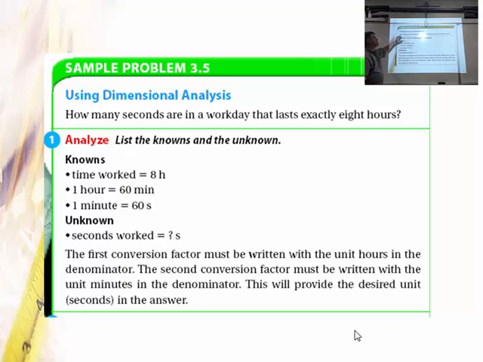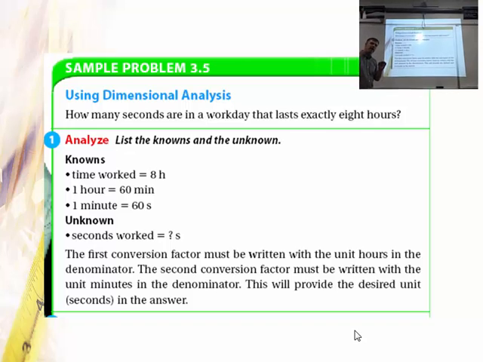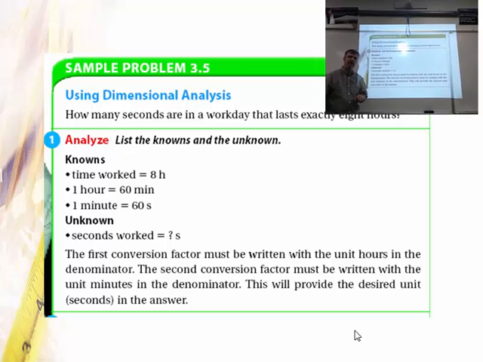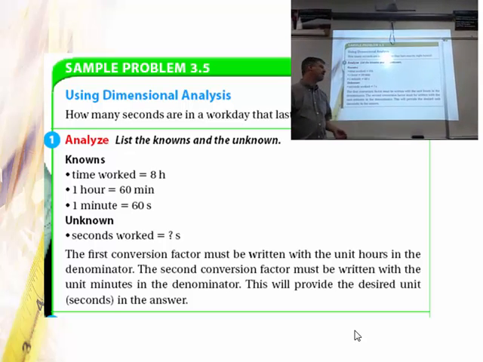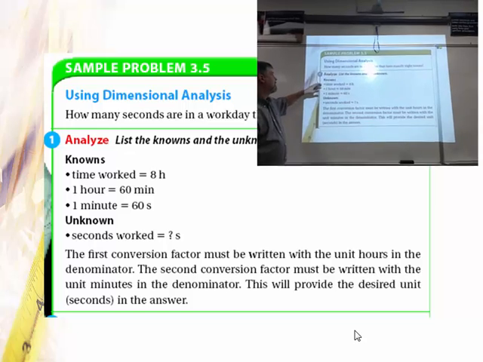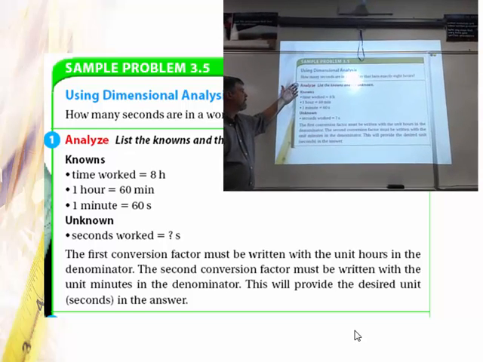How many seconds are in a work day that lasts exactly 8 hours? Let's say you work 8 hours exactly, down to the second. How many seconds is that? You might be able to do that in your head numerically, but how would you show that using the technique of dimensional analysis? There are some things you should make note of and write down.